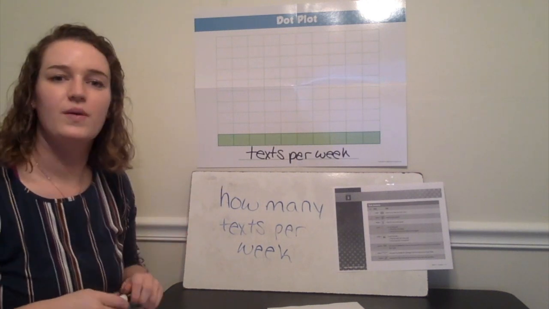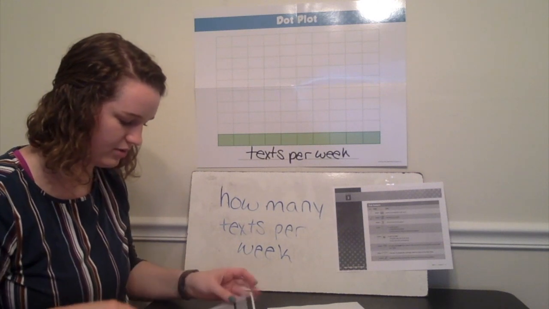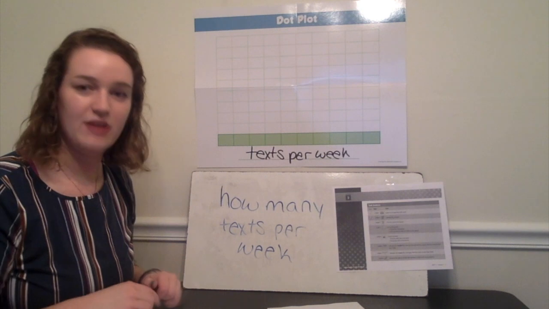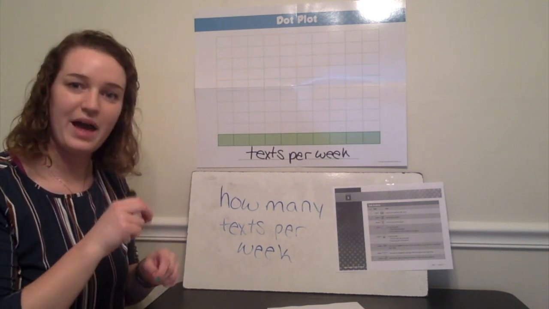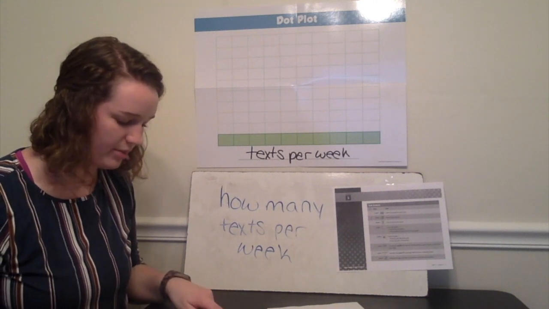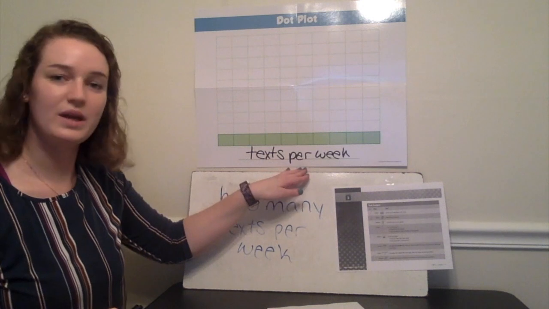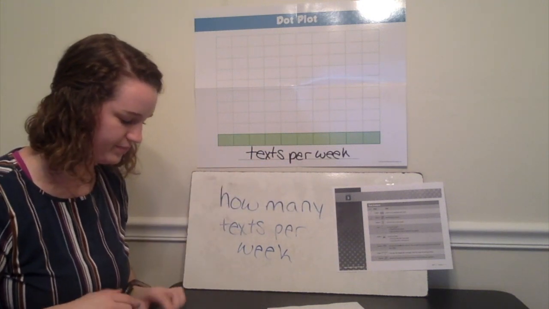Texts per week. So go ahead and write that there, right at the bottom. There should be a line right at the bottom for you to write on. Okay? And then same with Gary and Ashlyn, you'll have the word in the bag that says page 11, dot plot, and it'll have the word that says texts per week on there. So go ahead and glue that on there, Gary and Ashlyn.